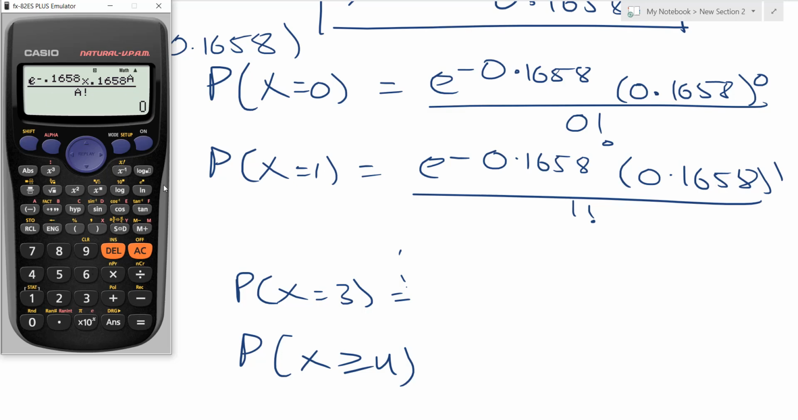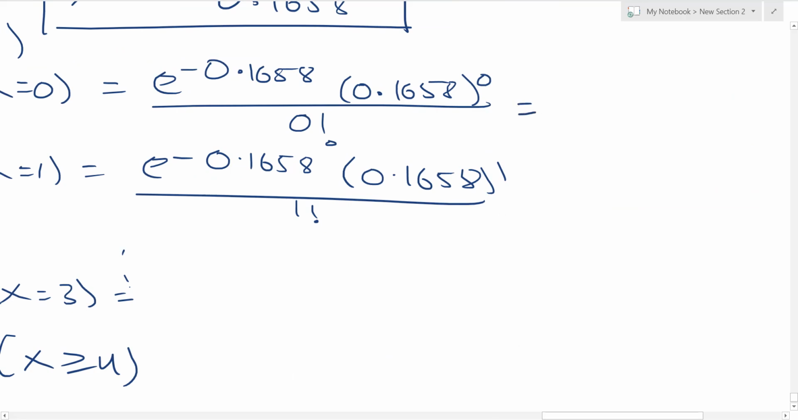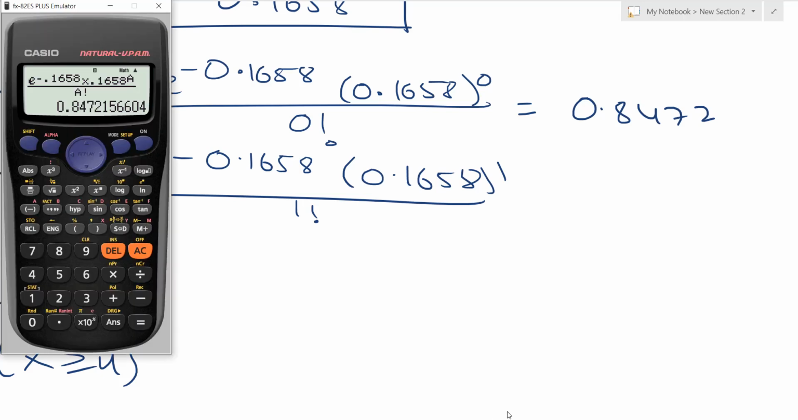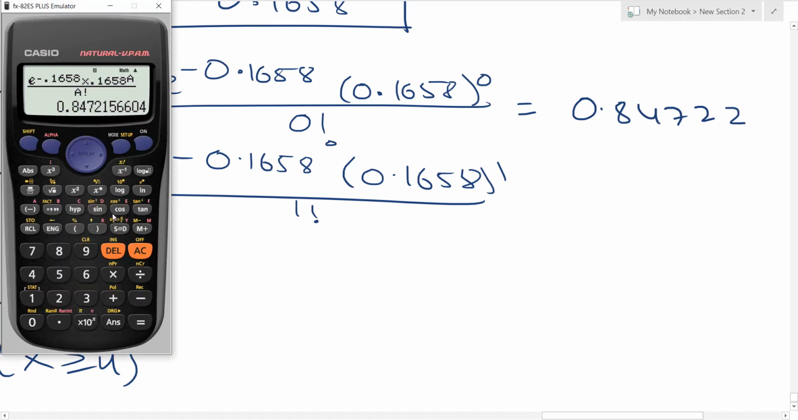This is coming out to be 0. It's fine. I need to put 0 first of all in place of a. So press AC, shift 0, shift store to a. I put in a as 0, press equal to. This is your value. Let's check what it is. It is 0.84722. Cool. Let's make a as 1 now to find the second one.